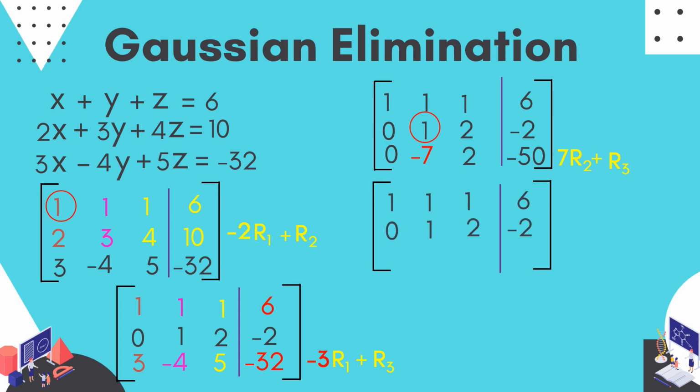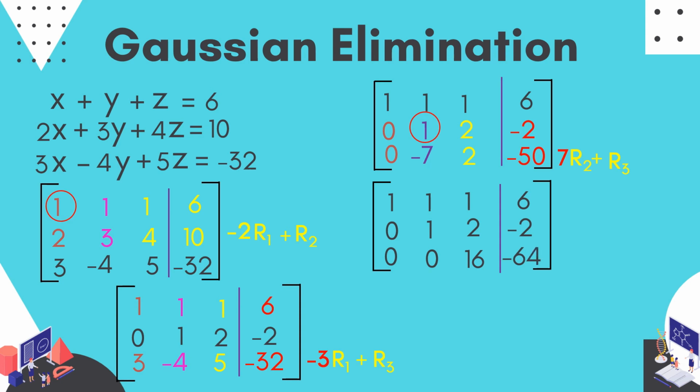But before that, we're going to copy first all the entries from our row 1 and row 2. So let's solve for row 3, column 1. So 7 times 0 is equal to 0 plus 0 is equal to 0. 7 times 1 is equal to 7 plus negative 7 is equal to 0. 7 times 2 is equal to 14 plus 2 is equal to 16. 7 times negative 2 is negative 14 plus negative 50 is equal to negative 64.